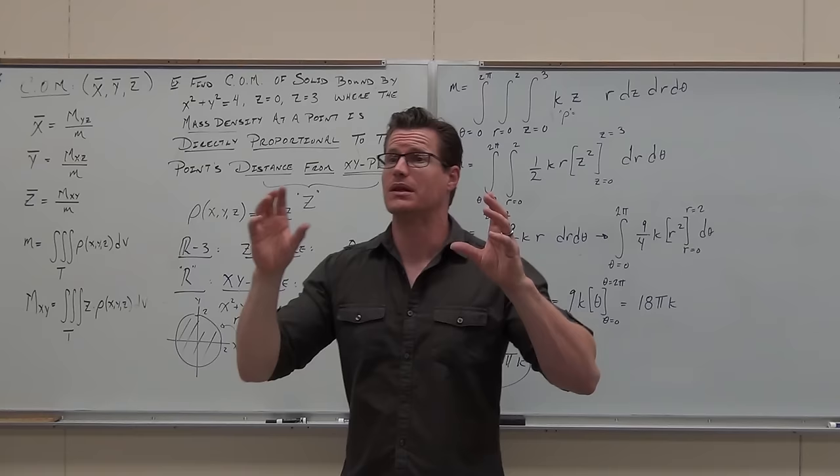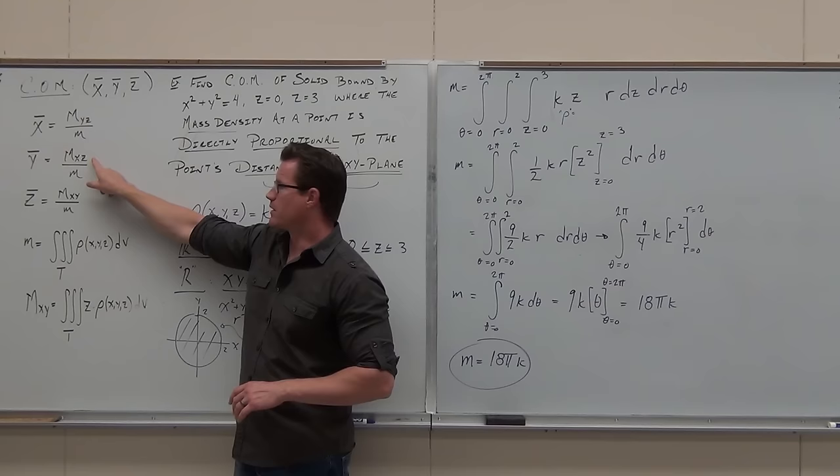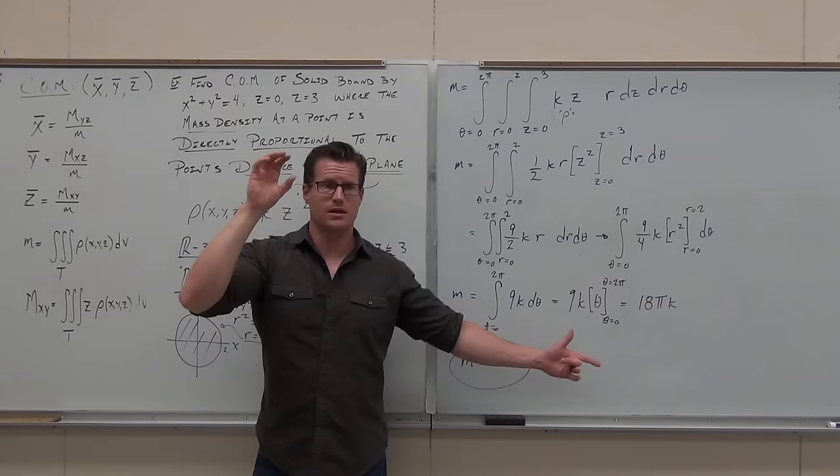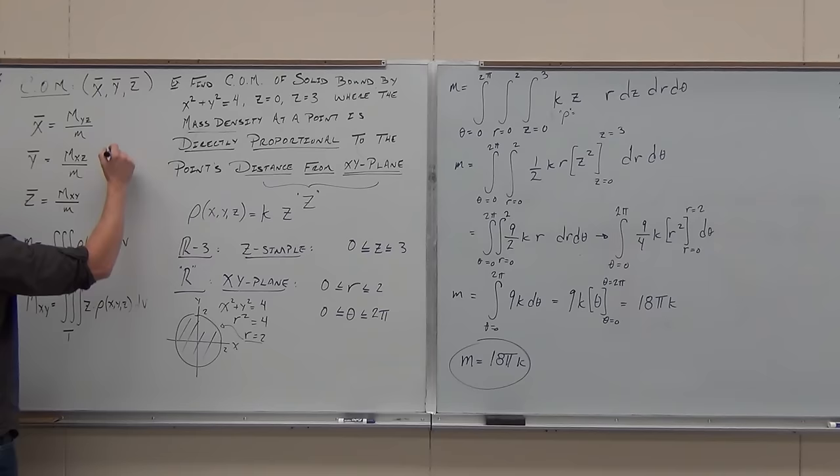Now, if you don't believe me, then you go ahead and figure this out, and you figure this out, and you're going to get 0. Trust me, I'm not going to do it for you and waste my time. But you're going to get 0, and you're going to get 0, and you're going to divide by 18 pi k. And you're going to get 0 divided by something equals 0. Do you guys have questions on this?